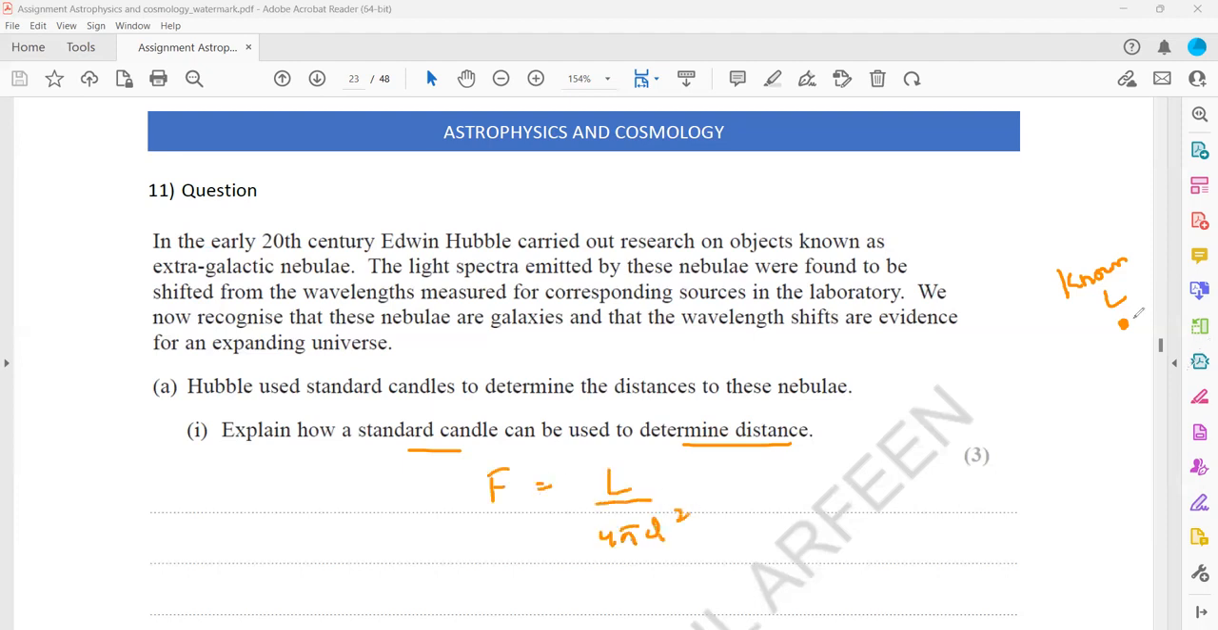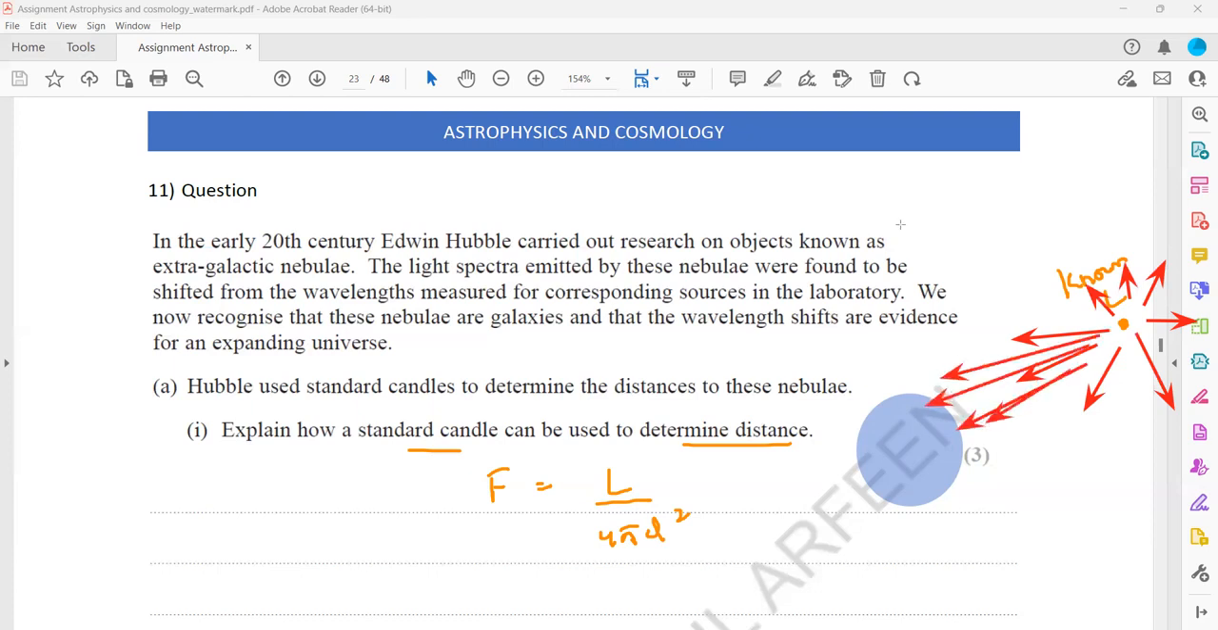So, for example, for this galaxy or star we focus on, we know its luminosity. That is the rule of a standard candle, and we are observing on the Earth, so we measure how much flux we receive from it. Flux means how much radiation we receive on a unit area. It is emitting radiation out, but how much we receive on a unit area is called the flux. So we measure the flux on the Earth, and what is d?